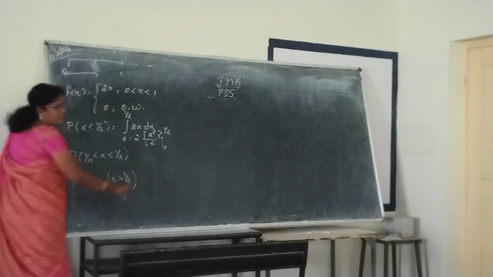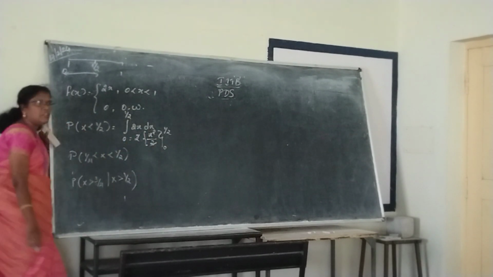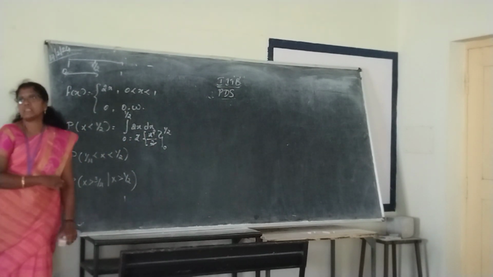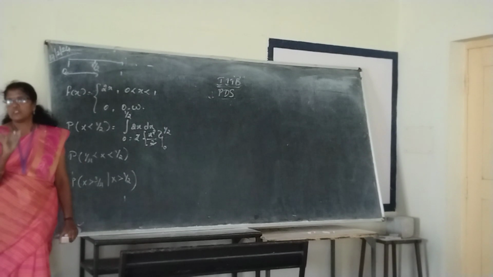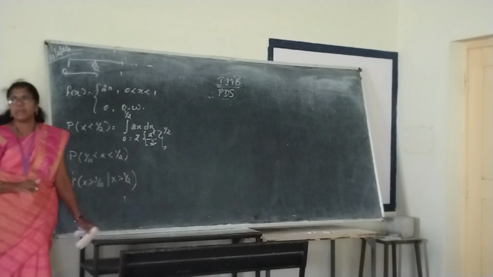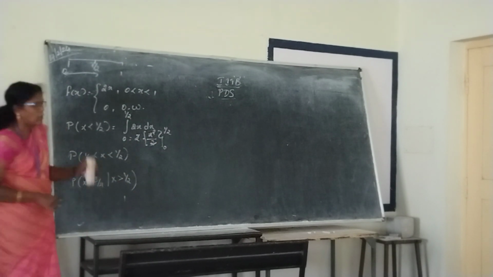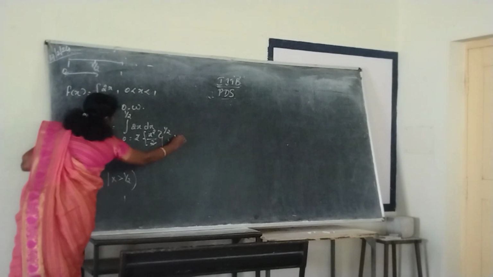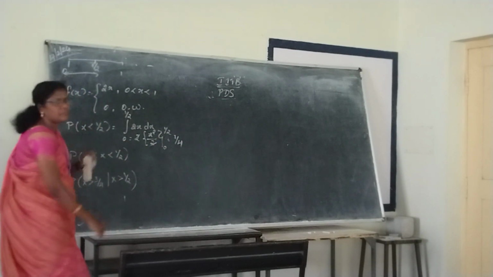So substitute the value: upper limit, substitute x equal to 1 by 2. So what is 1 by 2 the whole square? 1 by 4. Lower limit, substitute 0. So what happened? 0. Same. So what will be the answer? 1 by 4. That's one-line integration.